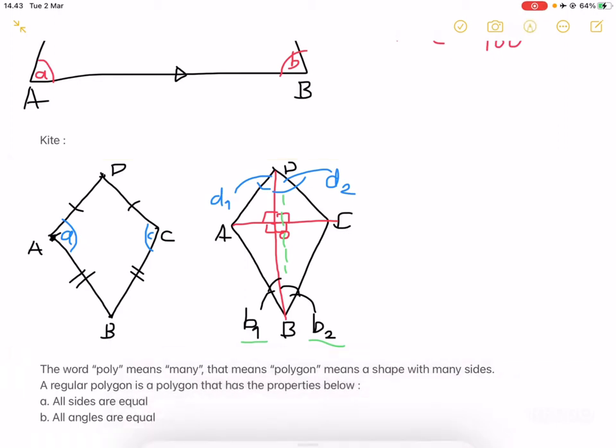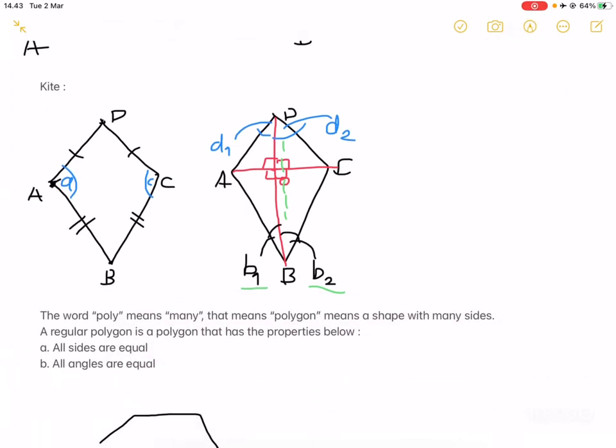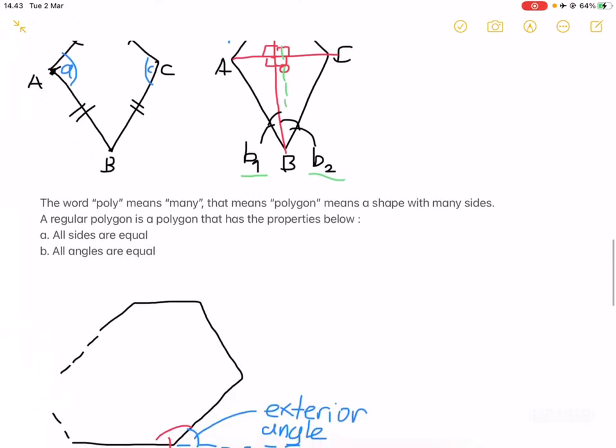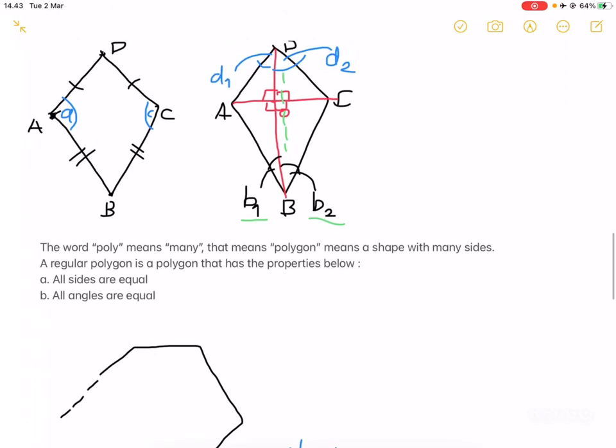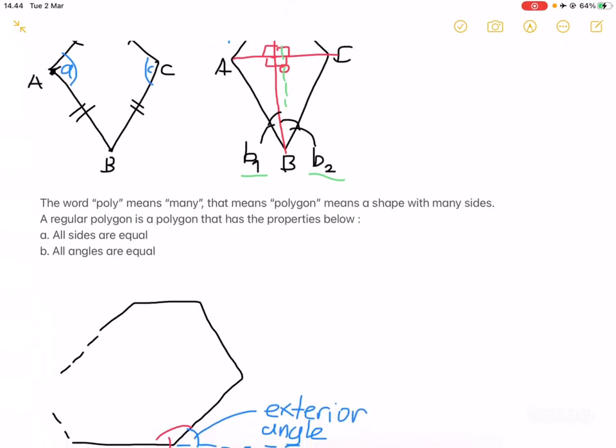Now we're going to look at polygons and what they necessarily mean. So the word poly means many. That means the word polygon means a shape with many sides. And another term that you need to be familiar with is regular polygons. A regular polygon is a polygon that has the properties that all sides of the polygon must be equal, and all angles, and what I mean by angles is the interior angles, which I'm just going to explain a bit later, must be equal.